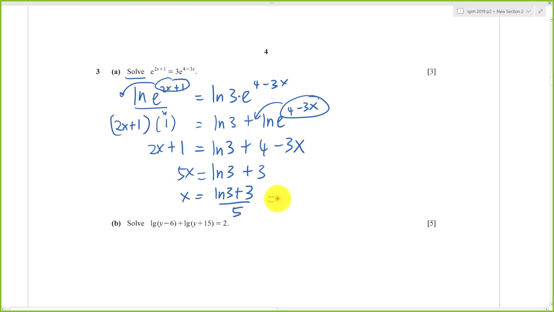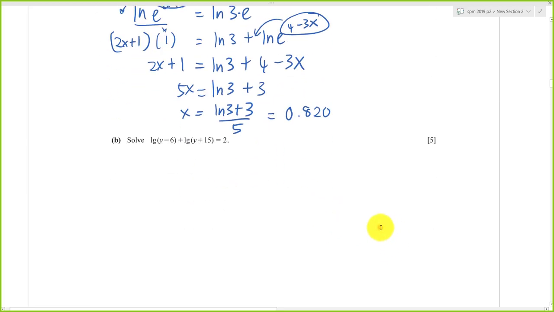If you're not so comfortable with this answer, you can just type everything in the calculator: ln 3 plus 3 divided by 5. To 3 significant figures, 0.820. Okay, so yeah, this is the answer.